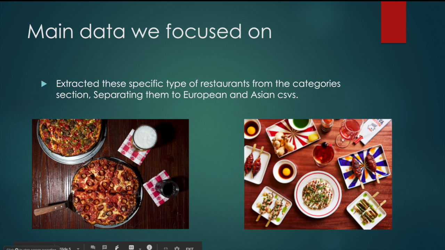So from the main data set that we are focusing on, the business JSON data set, and the scope of the question we were trying to answer, we had to focus on 2 subsets within our original data set. One subset consisting of only European restaurants, and the other subset consisting only of Asian restaurants. To get these 2 subsets from the original dataset, we processed and filtered the original dataset based on the categories attribute of the dataset.